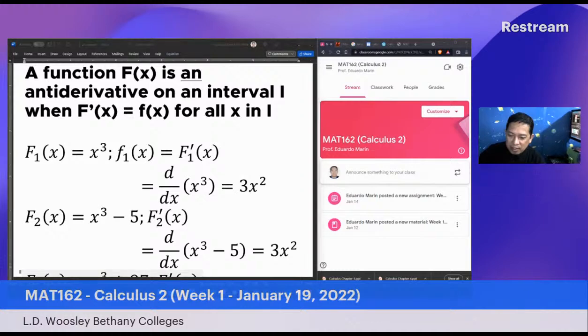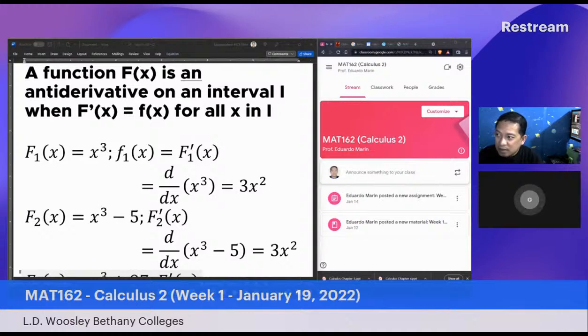Welcome, Gillian. Good that the power came back. Yes, sir, we had a brownout. Okay, no problem. Anyway, this is recorded, so you could always go back.